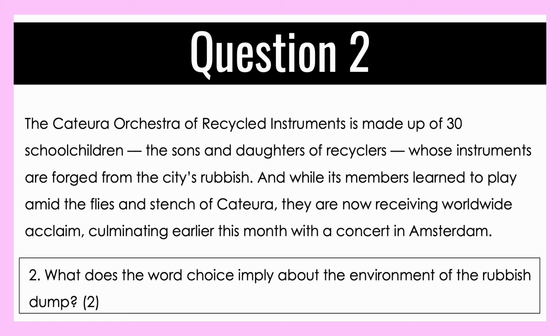Question 2. The Kachura Orchestra of Recycled Instruments is made up of 30 school children, the sons and daughters of recyclers, whose instruments are forged from the city's rubbish. And while its members learn to play amid the flies and stench of the Kachura, they are now receiving worldwide acclaim, culminating earlier this month with a concert in Amsterdam. Question 2. What does the word choice imply about the environment of the rubbish dump? It's worth 2 marks. So just pause the video now, attempt the question and come back when you're ready to go over the answer.